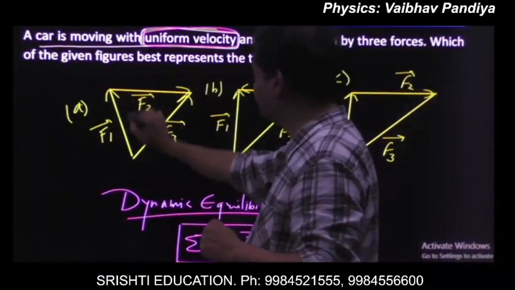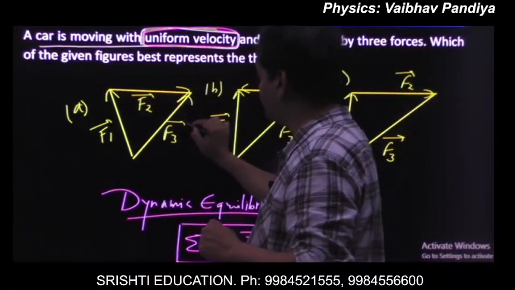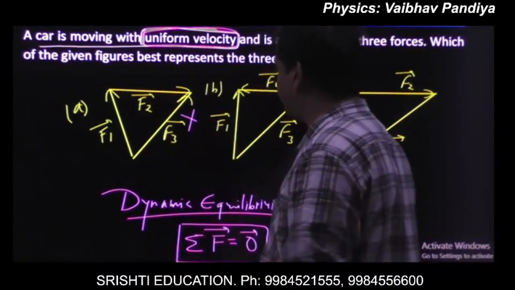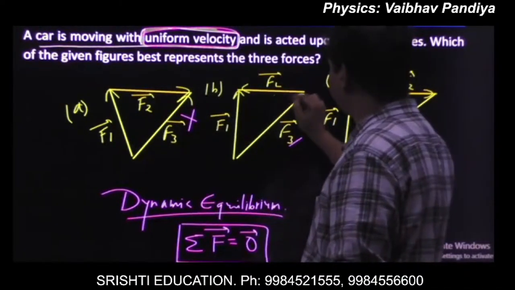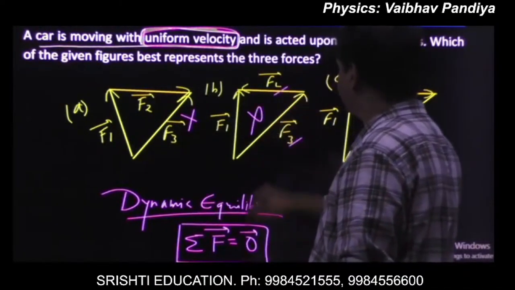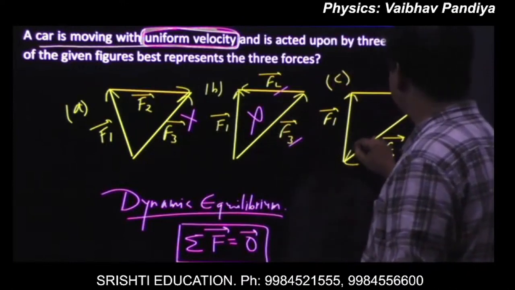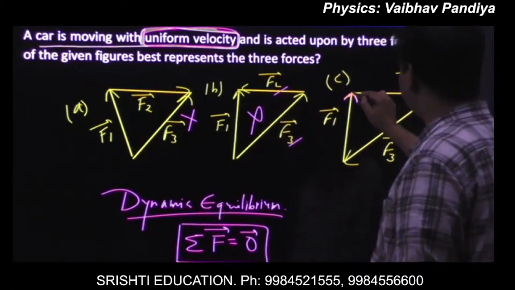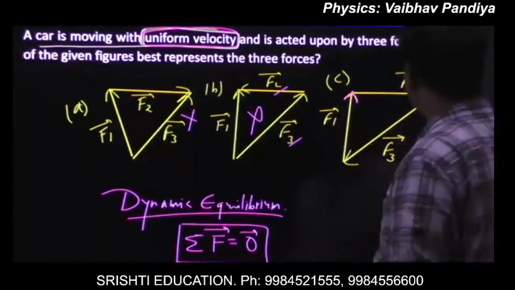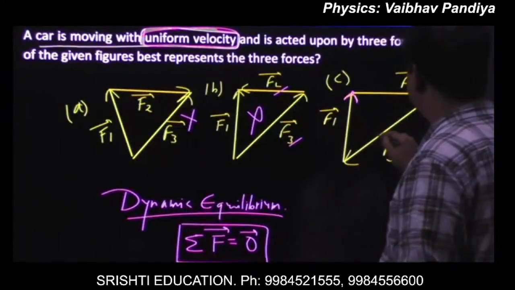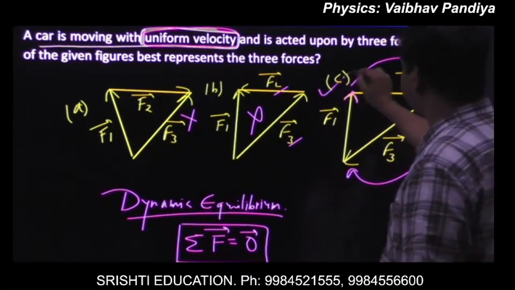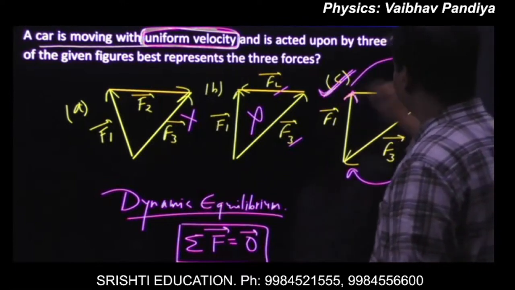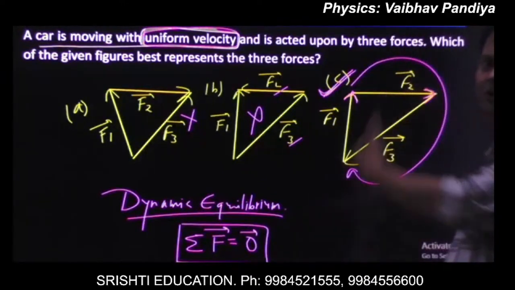In this case, F1 and F2 are in same order but not F3, so their resultant can never be 0. In this case, F3 and F2 are in same order but not F1, so their resultant can never be 0. In this case, you can see the head of F1 is at the tail of F2, the head of F2 is at the tail of F3. So they are in the same order, so their sum will be 0. So this is representing that the sum of the three forces will be 0. So the answer will be option C.